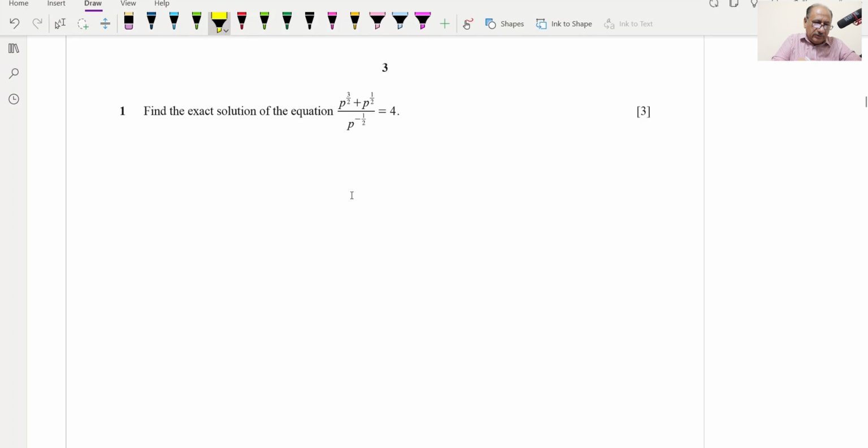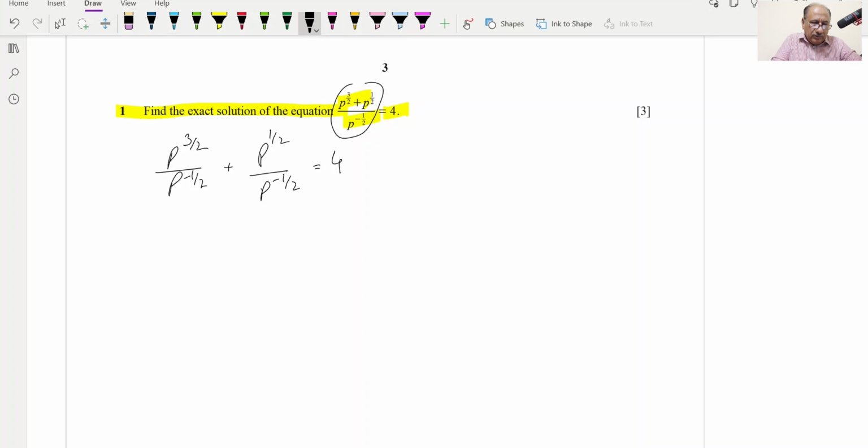Question number 1 says, find the exact solution of this one. We can write this side in separate fractions. So p raised to the power 3 by 2 over p raised to the power minus 1 by 2, plus p raised to the power 1 by 2 over p raised to minus 1 by 2, is equal to 4.